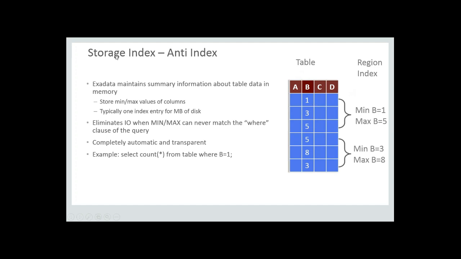So in case of storage index, it tries to store minimum and maximum value for 1 MB of region, not for the complete table, for only 1 MB. Suppose this is a 2 MB table. 3 rows consist of 1 MB region. So for 1 MB it is storing minimum value and maximum value. So here, it is the minimum value of 1 and maximum value of 5. In the second 1 MB region, the minimum value of 3 and maximum value of 8.